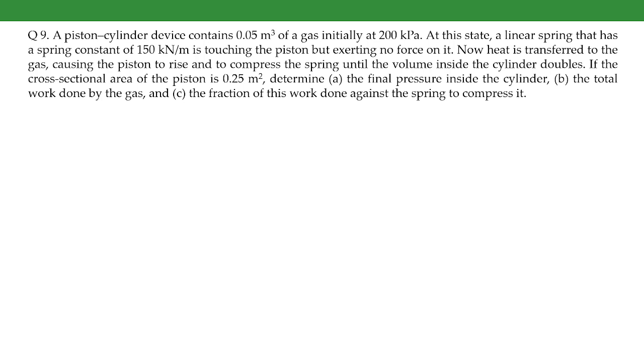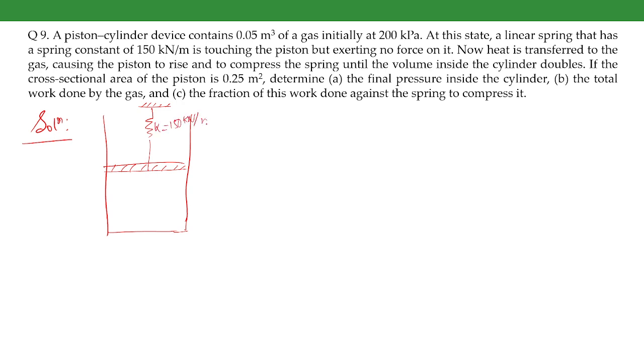So if the cross sectional area of the piston is 0.25 meter square, determine the final pressure inside the cylinder, and the total work done by the gas and the fraction of this work done against the spring to compress it. First let me draw the diagram of the system that we will be considering here. So this is the piston. In contrast to the previous problem, here it is attached with a spring, which has a spring constant of 150 kilonewton per meter.